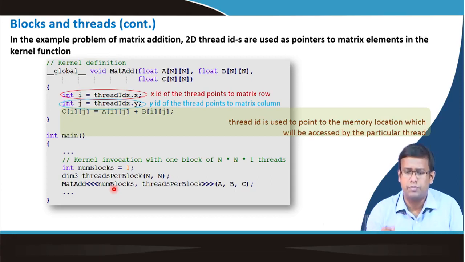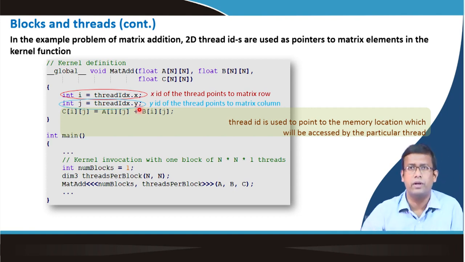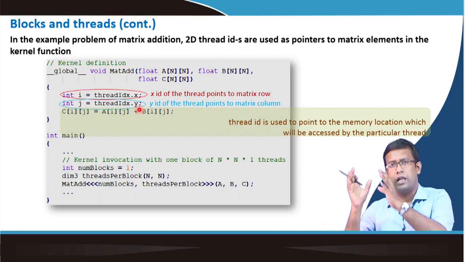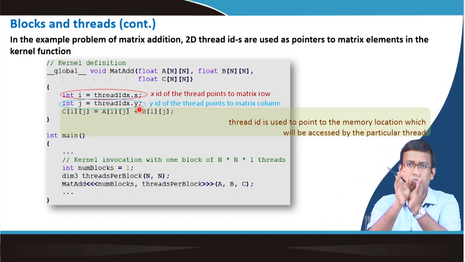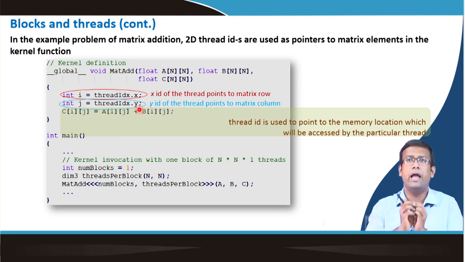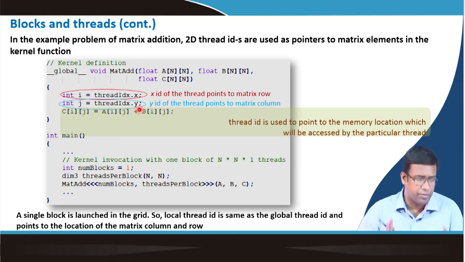Therefore, we cannot just pick up one block and say that its XID will correspond to the particular location of the thread. We need to use the global IDs of the threads. We have to consider that multiple arrangements of threads are there. We have to count what is the global XID, what is the global YID, and point the thread accordingly. When a single thread is launched, local ID and global ID are the same, but when multiple threads are launched, they will be different. We have to take care of that.